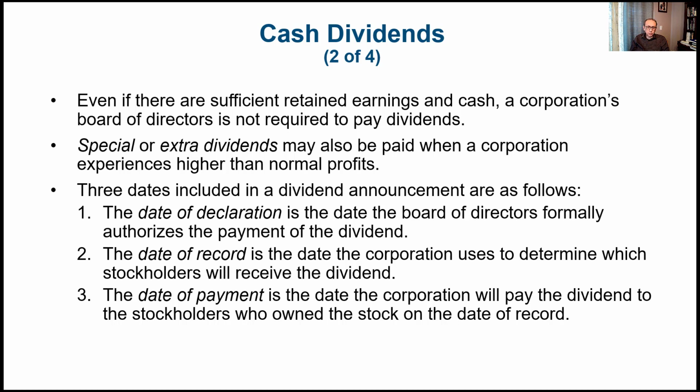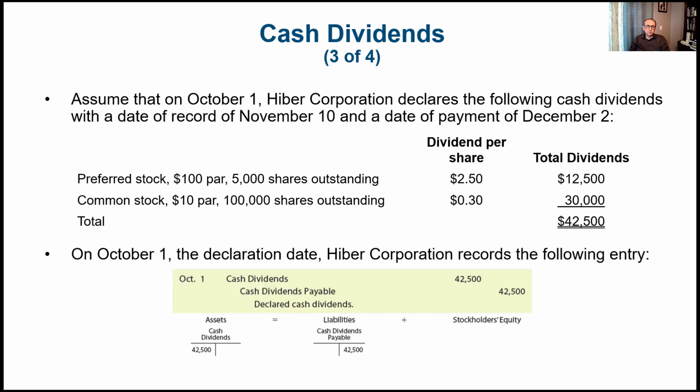It's the date the corporation would pay the dividends to the stockholders who own the stock on the date of record. So that's very critical because that's a date where we're going to see the cash going out, and we expect to see cash on the credit side. So let's see an example.